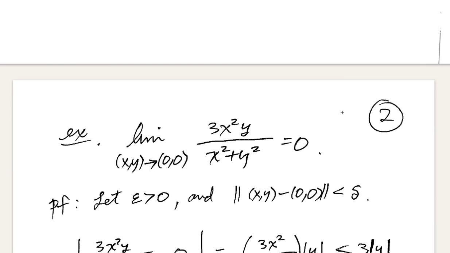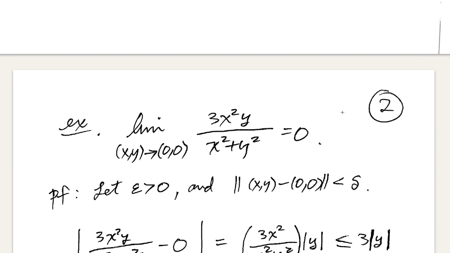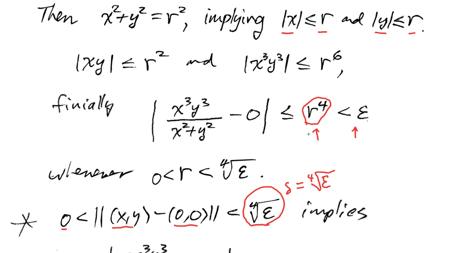Let's look at this one. I claim the limit as (x, y) approaches the origin of 3x squared y divided by x squared plus y squared equals 0 also. Now the clue on this one, as on the previous one, is that I'm claiming both the numerator and denominator are going to 0 as (x, y) approaches the origin, but that the numerator is approaching 0 more quickly than the denominator. That's the essence of this argument and the previous argument too.